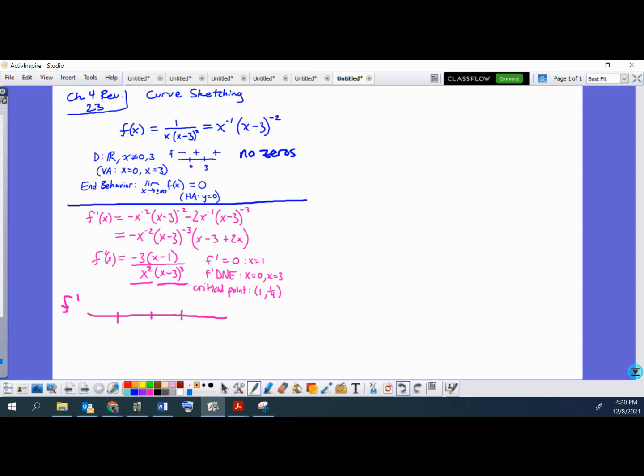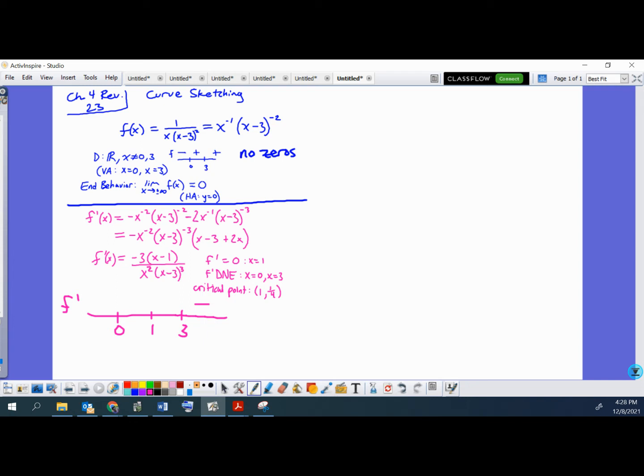So I'm just going to think to myself, if I plug in a large positive x value, way out here, positive, positive, positive, negative. So it's going to be negative out there. Oh, by the way, I should label those, right? I said 0, 1, and 3 are those key numbers there.